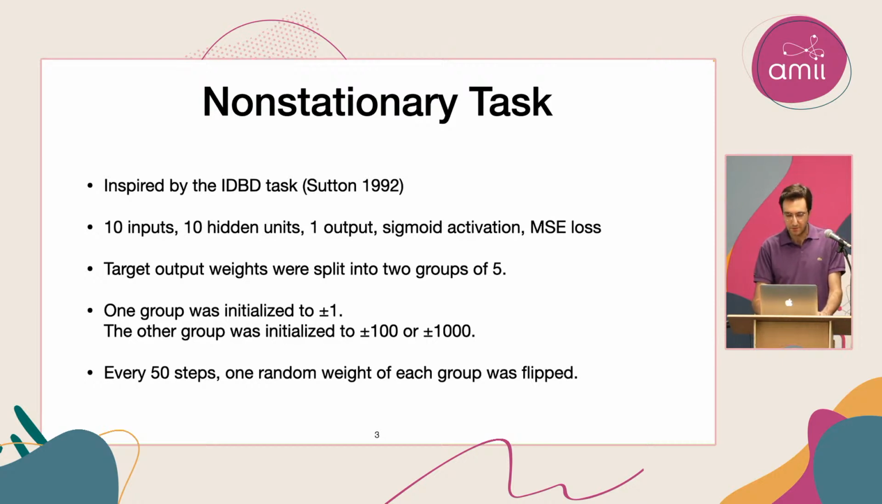Could you say what you mean by the third bullet? What are the target output weights that are split into 2 groups? So we have 2 networks. One is learner and one is target. They have the same architecture. Both have 10 inputs, 10 hidden units, and 1 output, which means that at the last layer, the linear layer, there are 10 weights. So target output weights is the last layer, which is the linear layer.